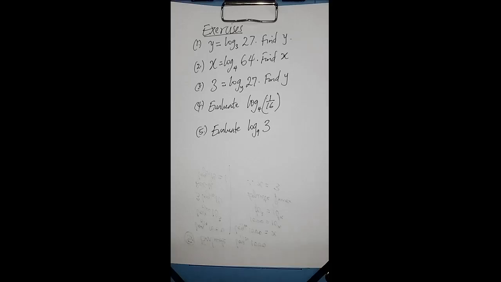Okay, I have some exercises for you. 5 questions. Number 1, y is equal to log 27 to base 3. You have to find y. Number 2, x equals log 64 to base 4. You have to find x. Number 3, 3 equals log 27 base y. You have to find y. Number 4, you're evaluating log 1 over 16 to base 4. And number 5, you're evaluating log 3 to base 9.